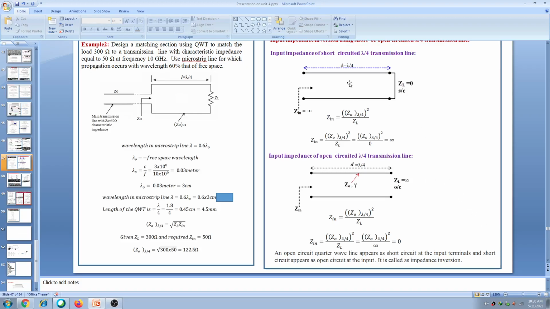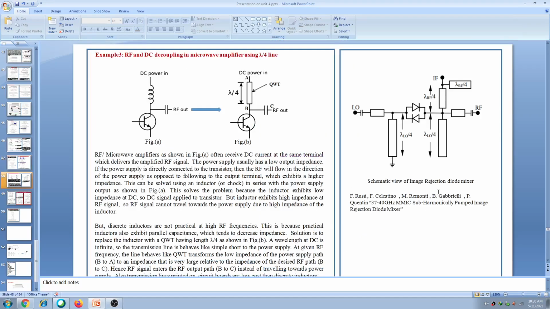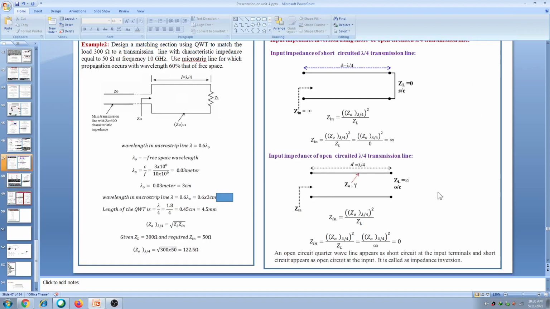So this is called impedance inversion. A quarter wave line transforms impedance: a short looks like an open at the input side. Similarly, an open looks like a short. Input impedance is infinity here, and input impedance is 0 here. So they are called impedance inversion. An open circuit quarter wave line appears as a short circuit at the input terminals, and a short circuit appears as an open circuit at the input.